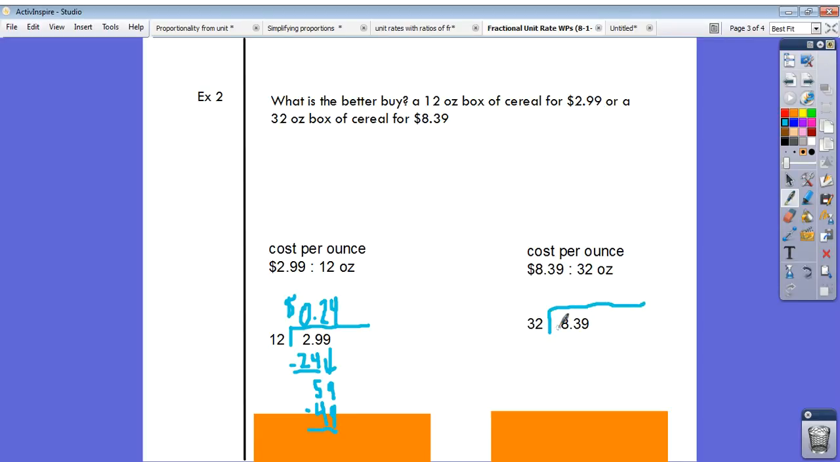How many times does 32 go into 8? 0. Decimal point, next most important part. How many times does 32 go into 83? The answer is 2. And 2 times 32 is 64. When I subtract those, I'm going to get 19.